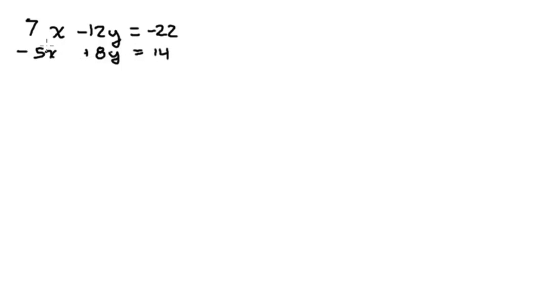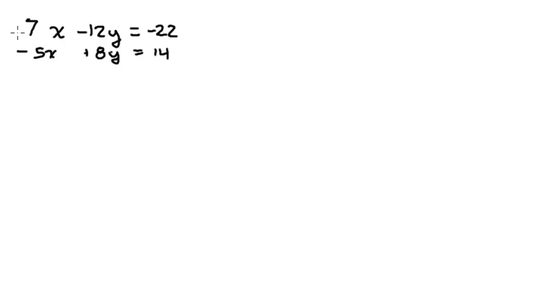We want to see if we can figure out what the least common multiple is. That's like the least common denominator when you're adding fractions. The least common multiple is either of 7 and negative 5 or negative 12 and 8. So let's see, the least common multiple of 7 and 5 is 35. The least common multiple of negative 12 and 8 is 24. So I think I'm going to go with the 24.